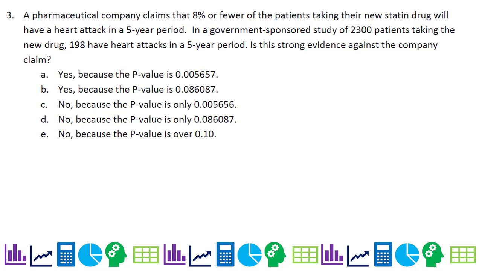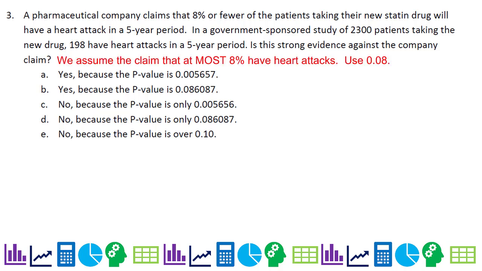Number 3, a pharmaceutical company claims that 8% or fewer of the patients taking their new statin drug will have a heart attack in a 5-year period. In a government-sponsored study of 2,300 patients taking the new drug, 198 have heart attacks in a 5-year period. Is this strong evidence against the company claim?